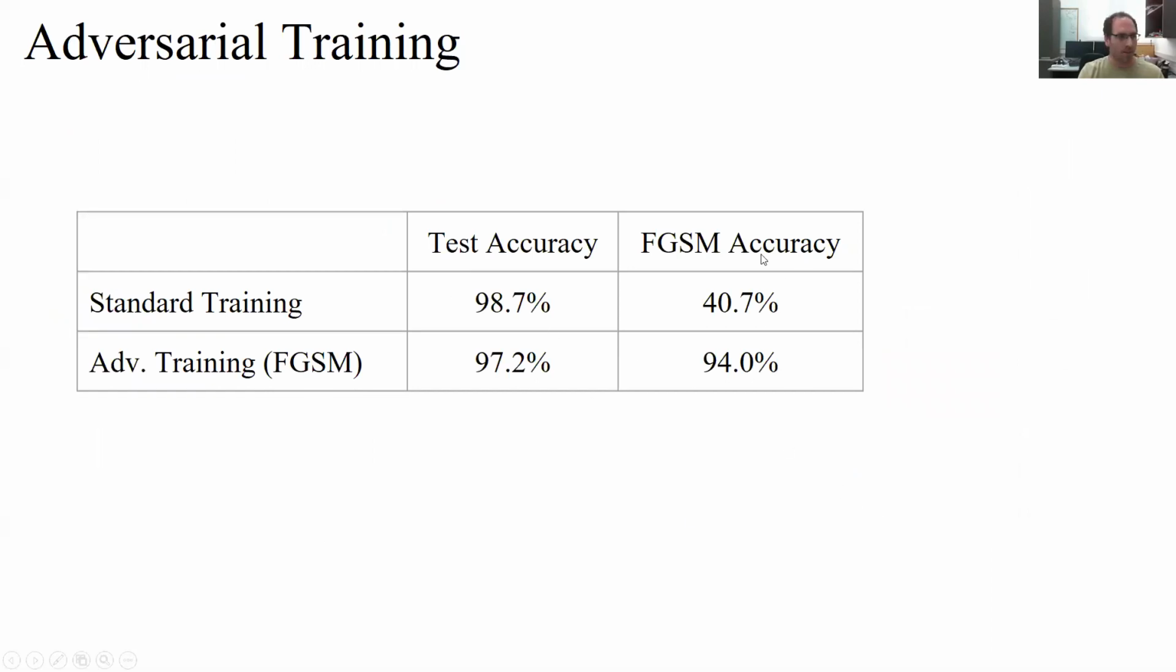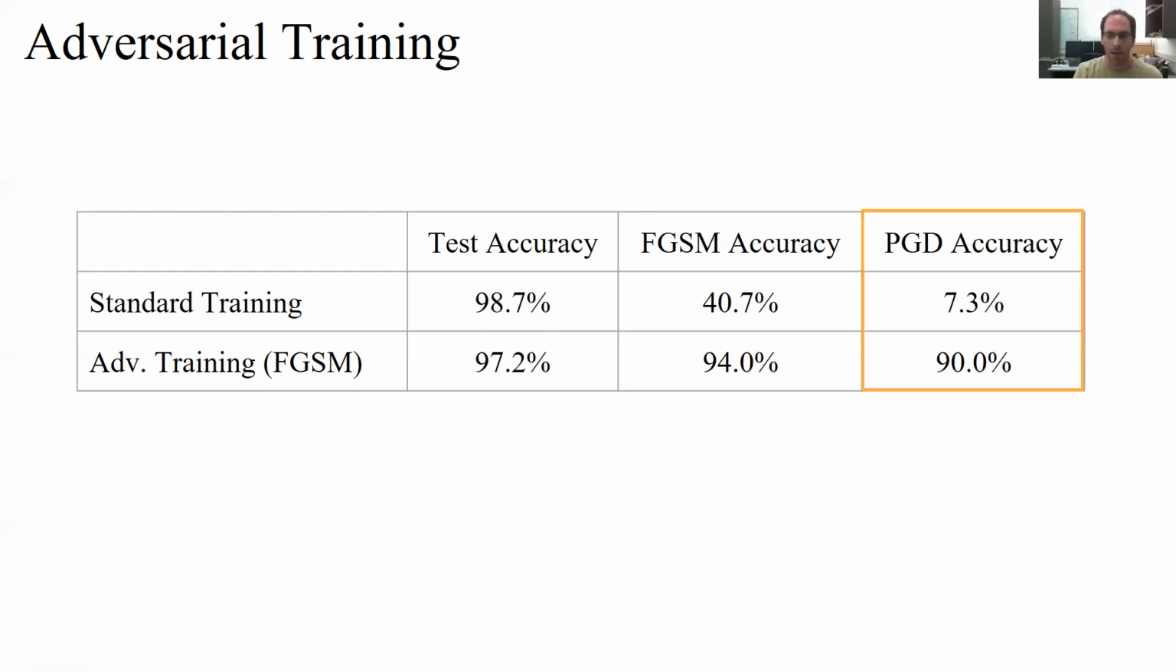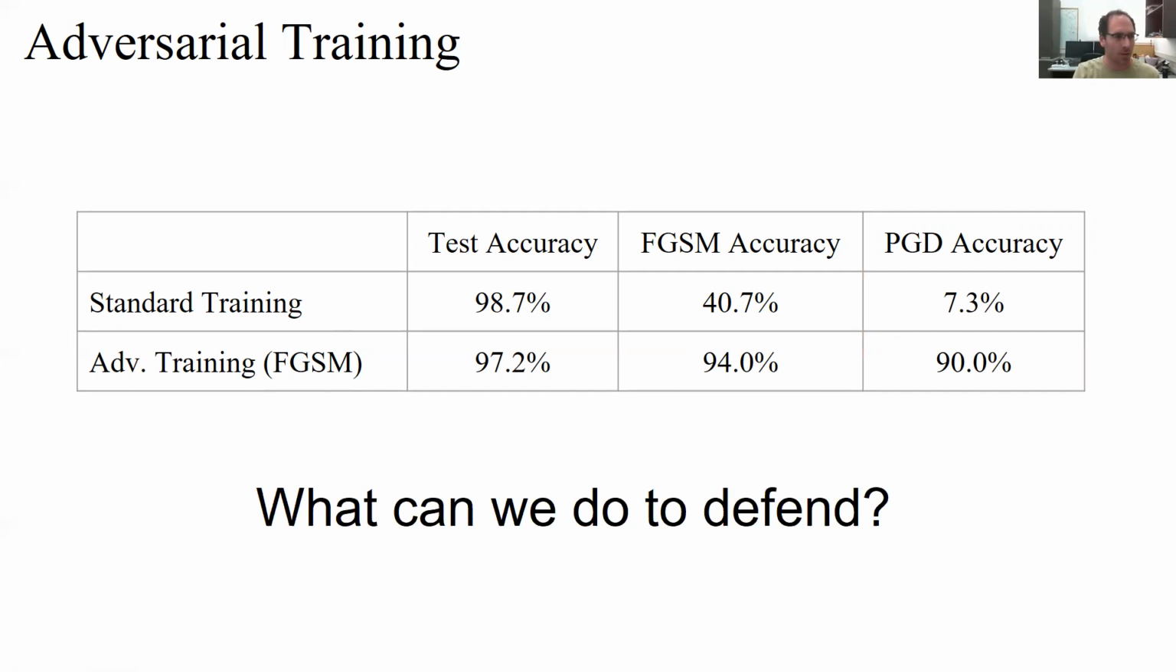Let's take a look at how it looks with numbers. We've seen this table already of standard training and how we improved our robustness using adversarial training with FGSM. And now when I attack my model with PGD, you see how the standard training accuracy reduced to be very low. And we also managed to reduce the accuracy of our adversarially trained FGSM model. So what can we do to defend now?